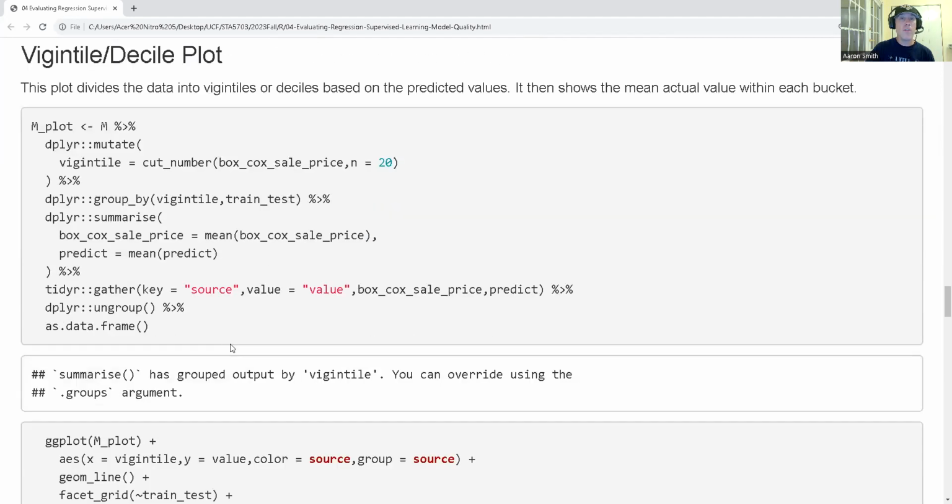Now, the next one is a vigintile or decile plot. What we're going to do here is take my target variable and bin it into 5% or 10% groups. I could also do 1%, whatever percentage you want. Usually we do something that will divide 100. So here I've got 20 groups. Could also do 10 groups, 100 groups, 2 if you wanted to. At work we use vigintile plots, so I'm going to do a vigintile plot here. But just do whatever your stakeholders are comfortable with.